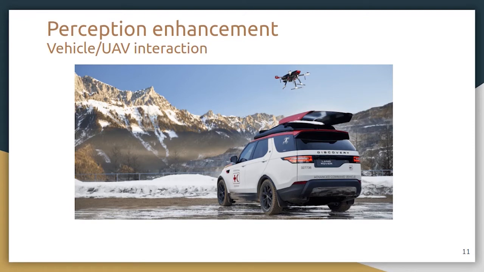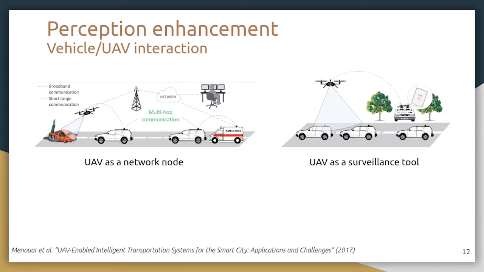There are multiple ways to use UAV in complement to vehicles. Here are some of them, as said in the work of Menouar et al. We could either use them as a network node, meaning it would be like movable antennas, and they would help to increase the coverage of a small area, the communication coverage. They could also be used as a surveillance tool by, for example, the police. We could use them in order to watch a specific area and look for infractions.